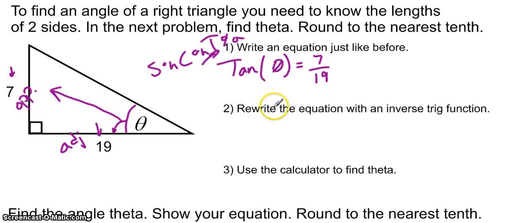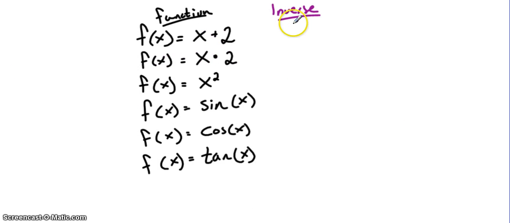Next step is to rewrite the equation with an inverse trig function. But what's an inverse trig function? Functions have inverse operations. For example, the inverse of addition would be subtraction. So if I added 2 to a certain number, I'd have to subtract 2 to bring it back to the original number. If I multiply by 2, then the inverse to that would be dividing by 2. Squaring, well, the inverse of squaring is taking a square root. Now this is not quite the inverse, but we'll save a discussion for that for later.